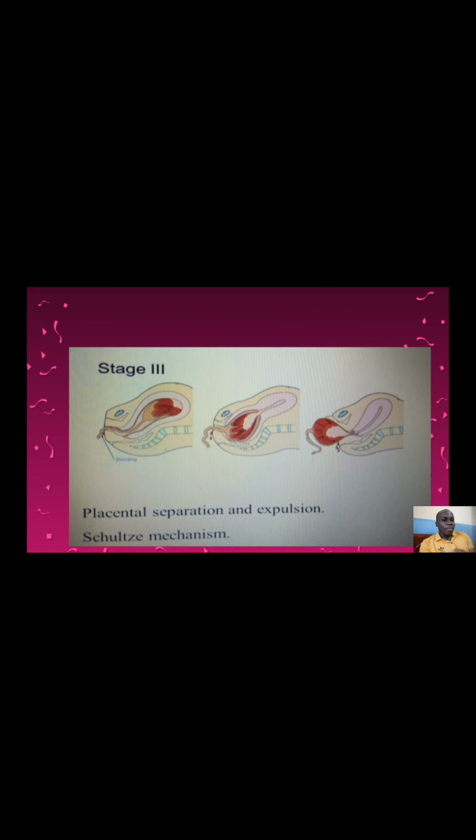Katika mchoro wa pili inazidi kuendelea kuseparate, na katika hii picha ya tatu placenta inakaribia kutoka. So tutaangalia how to do active management of third stage of labor, namna ya kuzalisha placenta by controlled cord traction. We shall see.